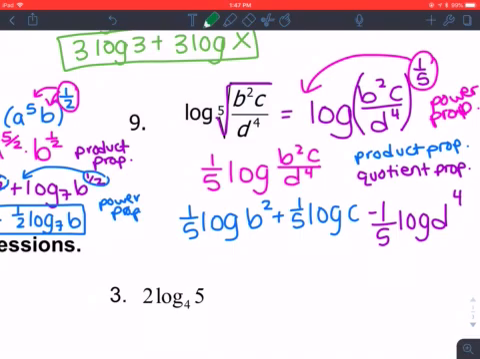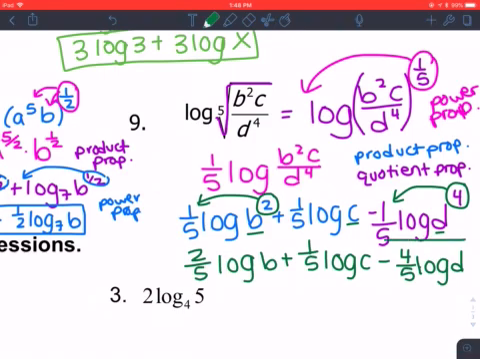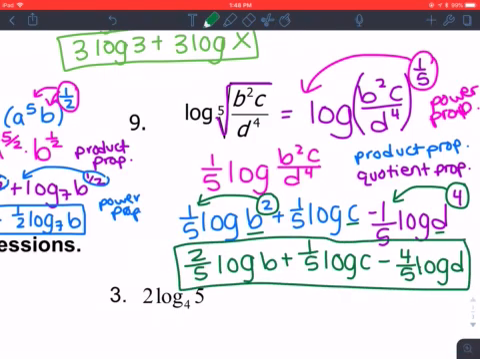All right, we're almost done. Each argument only has a single term, but we can't have exponents, so we'll use that power property again and move our exponents to become coefficients. Remember, we're multiplying here, so we get 2/5 log of b plus 1/5 log of c minus 4/5 log of d. And my answer is complete.